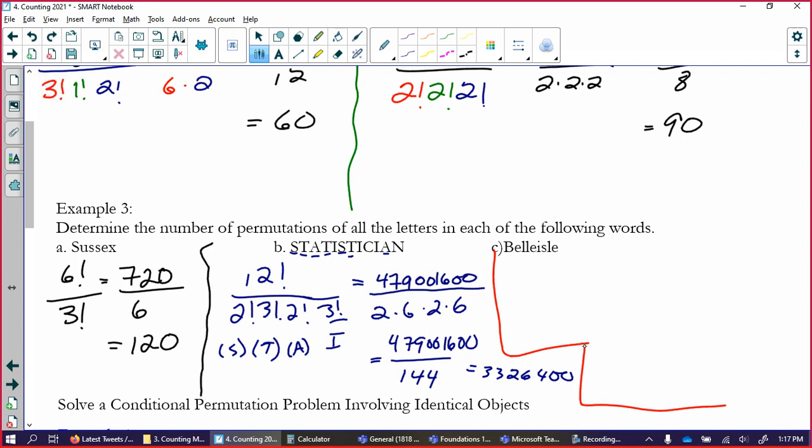Belial, or Belial, depending on how you would like to pronounce that. 2, 3, 4, 5, 6, 7, 8, 9. So there's 9 factorial ways to arrange 9 objects. But I see 1, 2, 3 E's. 1, 2, 3 L's.